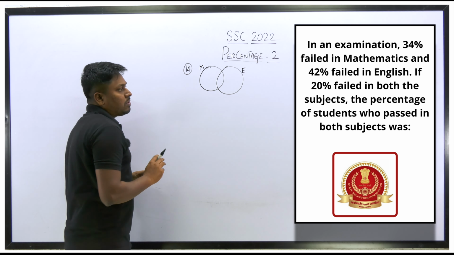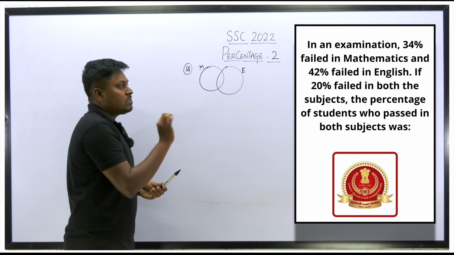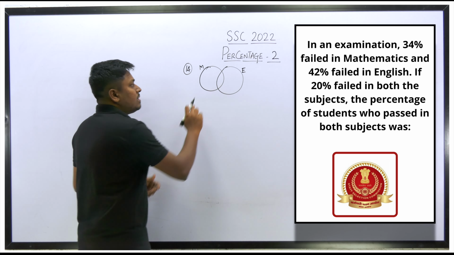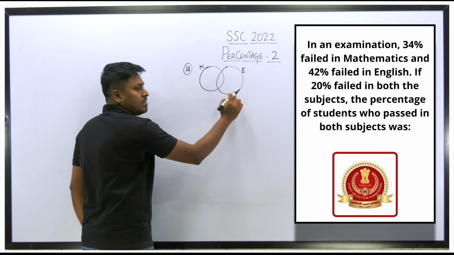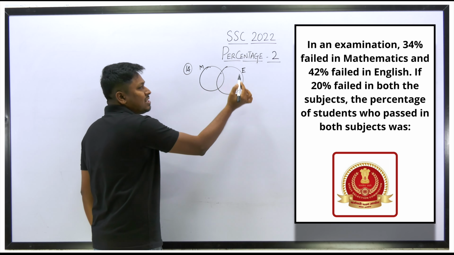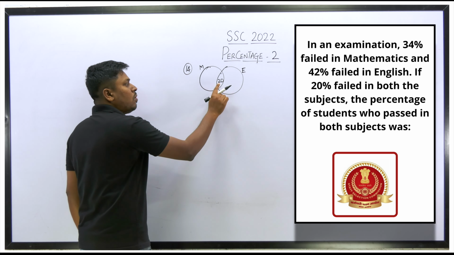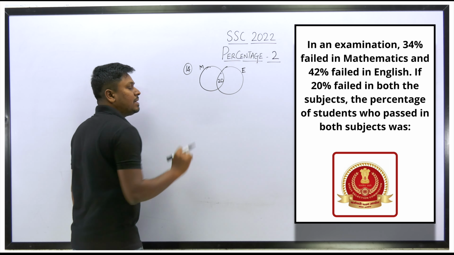Now according to the question, in an examination, 20 percent of the students failed in both the subjects, right? So this will be maths and this will be English. The center area, right? This center area will be both English and maths. So we can say that 20 percent of the students failed in both English as well as maths.